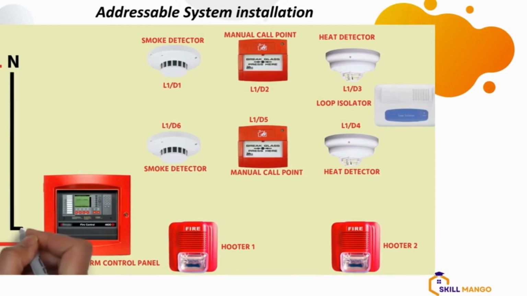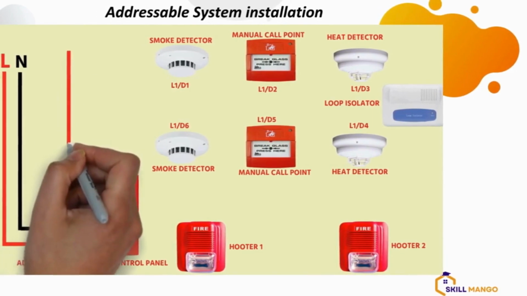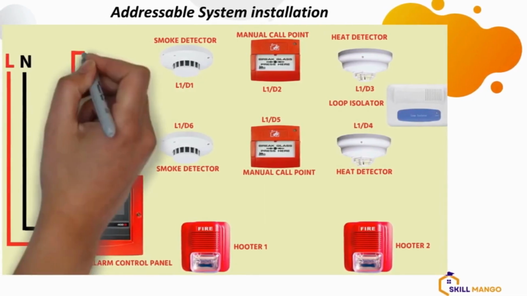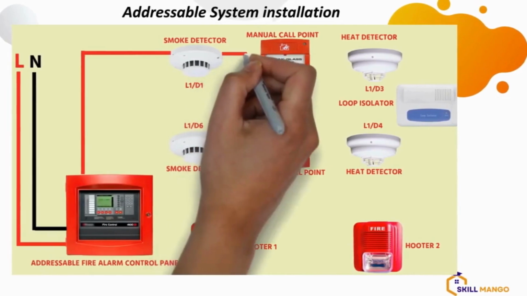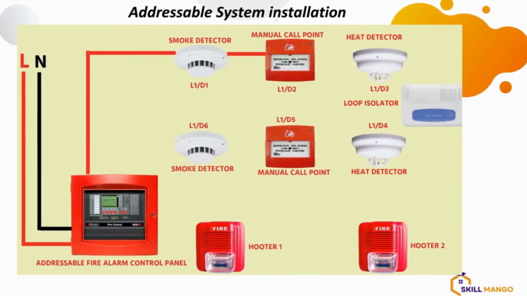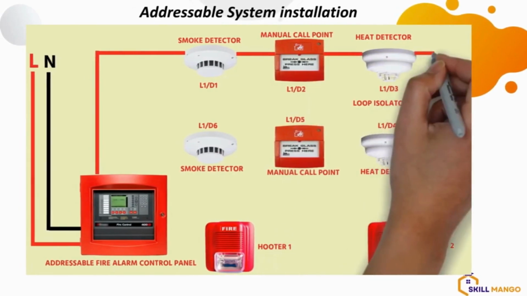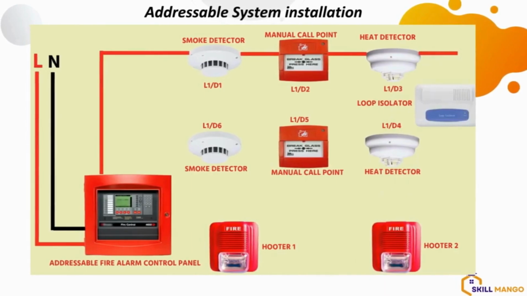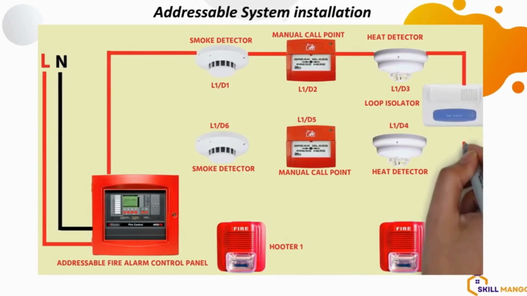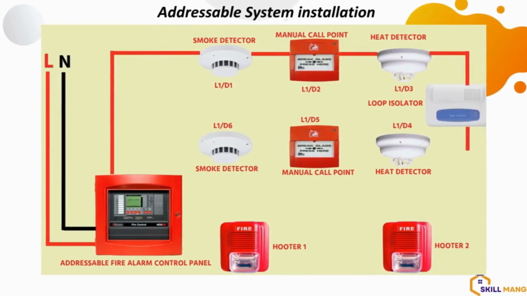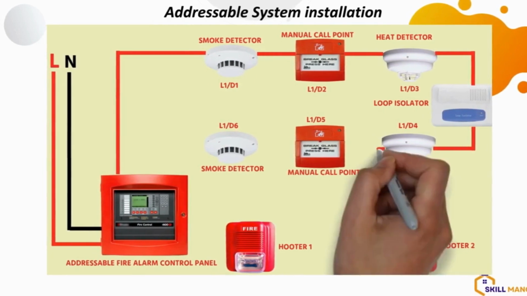Let's watch closely. Okay, so the wire for live and neutral for the electricity, just like the way we did at the other side, which is for the conventional, it has to be a power cable for power electricity. Okay, so for the smoke detector, we have to lay a cable from the panel to the first smoke detector, to the second, to the manual call point, to the heat detector, then to the loop isolator.